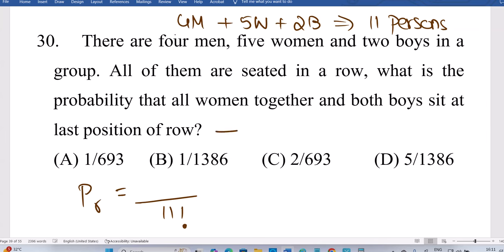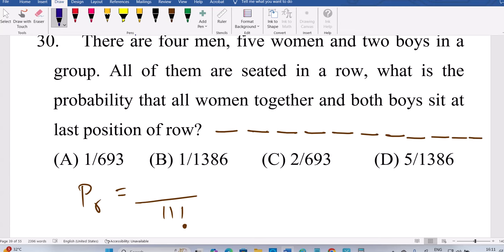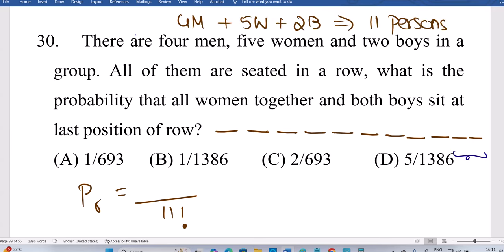We have total 11 slots, sir. 3, 4, 5, 6, 7, 8, 9, 10, 11. So the last two are occupied by boys. 2 factorial ways. Why? Boy 1, boy 2 or boy 2 and boy 1. Let's say boys are x and y. It can be x, y or y and x. Both boys sit at the last positions, means those two only. Next, how many slots are still there?